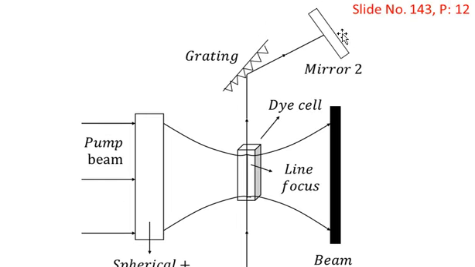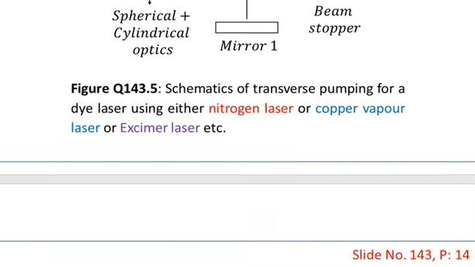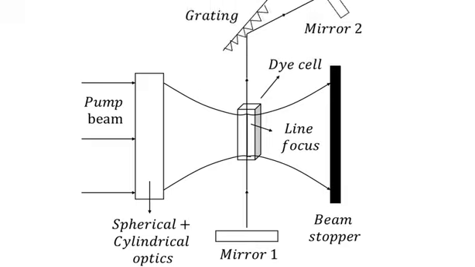So you see that this is mirror one. Mirror one and mirror two actually form a laser cavity. We have a mirror one and a mirror two forming a laser cavity, and we have a grating in the cavity, and we can tune mirror two.